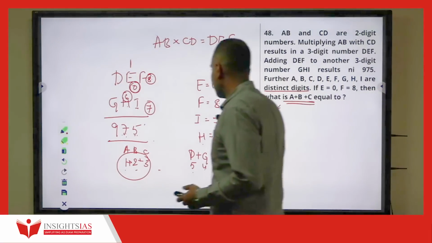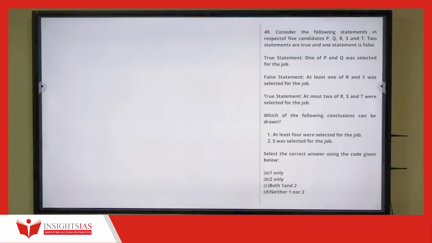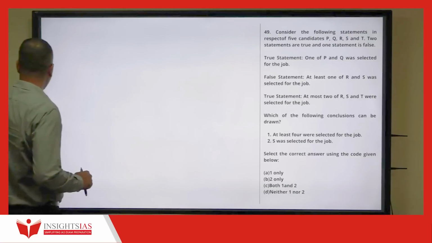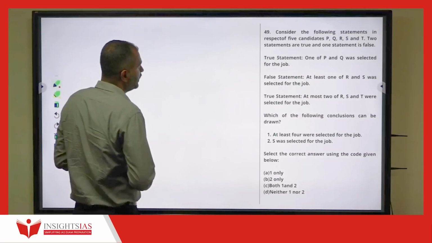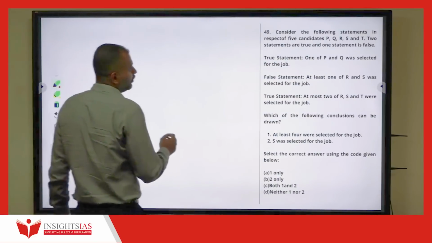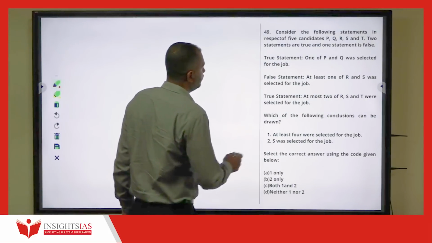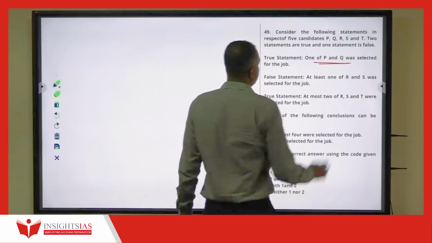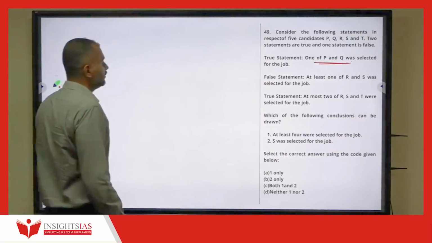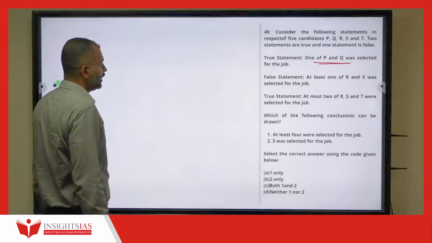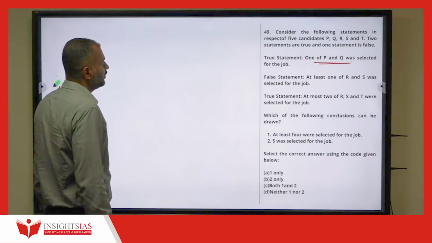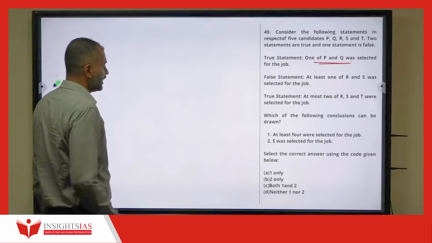Okay, pretty simple question. Consider the following statements with respect to 5 candidates P, Q, R, S, T. 2 statements are true and 1 statement is false. P and Q got selected for the job. One of P and Q was selected for the job. Okay, the false statement: at least one of R and S was selected for the job. At most 2 of R and S were selected for the job.